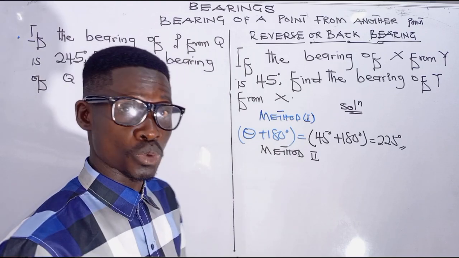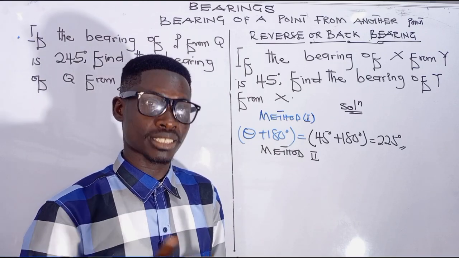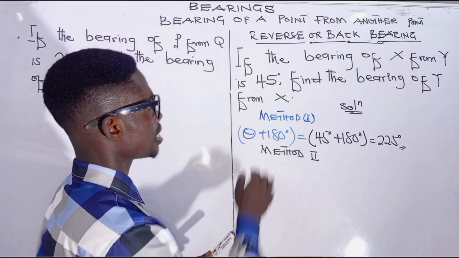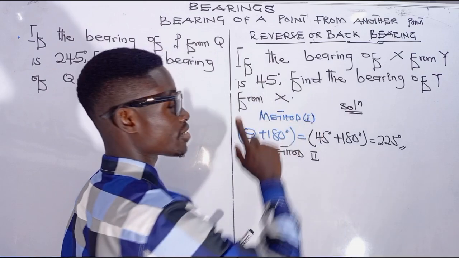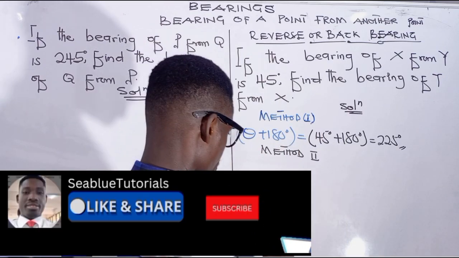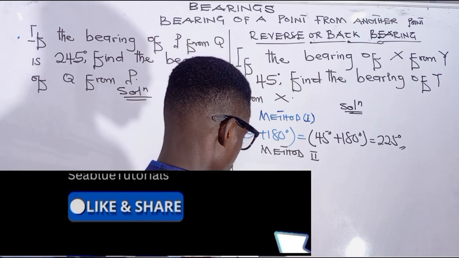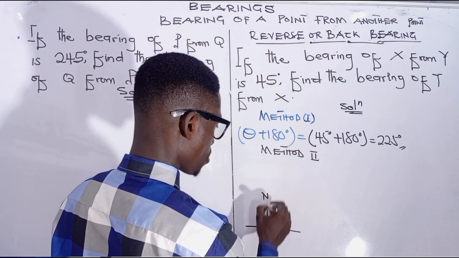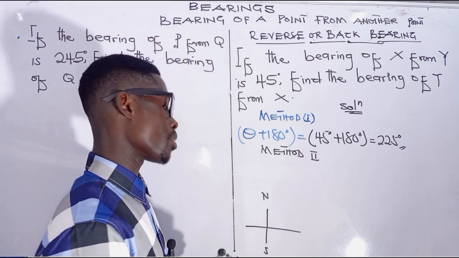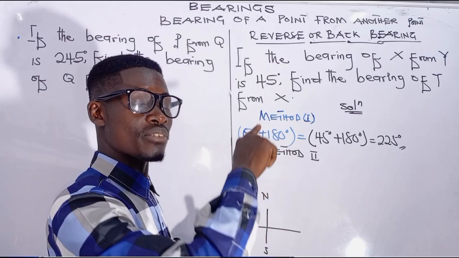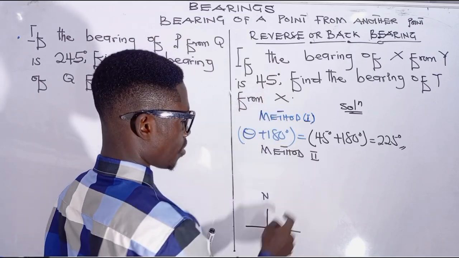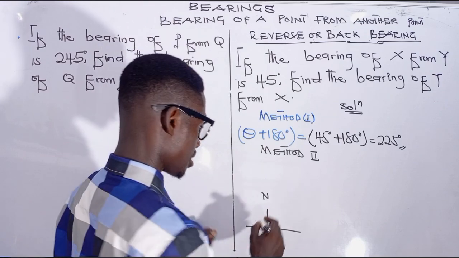With method 2, we are going to make use of a sketched diagram. We are going to sketch a diagram to find the reverse bearing. We are saying that the bearing of x from y is 45 degrees. The first thing is to draw our cardinal points. You know that this is our north pole, our south, east, and then what? West. We always start measuring from the geographical north in a clockwise direction. And 45 degrees will fall in this particular quadrant, right?